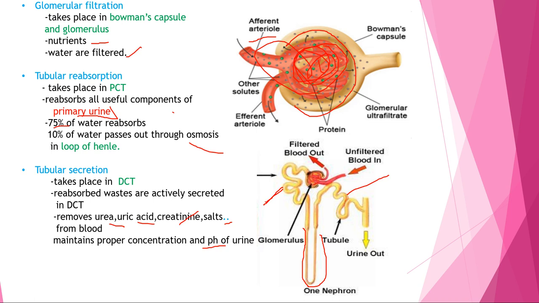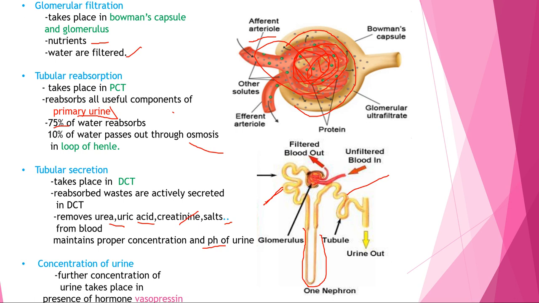So up to here, 85% of the water has been reabsorbed and the urine becomes more concentrated. Still the urine has to be concentrated. Okay, so it takes place by a hormone called vasopressin. Vasopressin is a hormone which is under the control of the pituitary gland. By the presence of this hormone only, the concentration of urine still takes place, which maintains the osmotic balance in the body fluids.